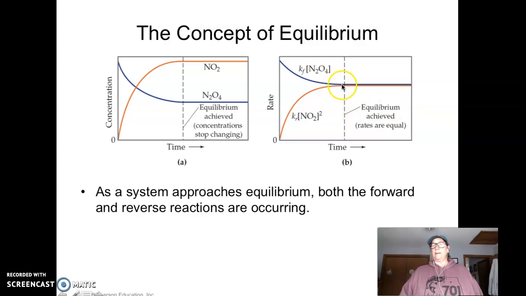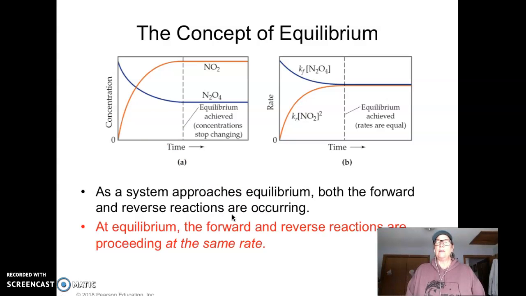Now, on this one, they are the same. That just happened to be, the amounts were the same, but that doesn't happen for very many reactants. They're more like this. The concentration of the reactants is actually getting lower because you're producing product, and the concentration of product is increasing. But when the two of them don't change anymore, then you're at equilibrium. So as it approaches equilibrium, both the forward and the reverse reactions are occurring at the same rate.